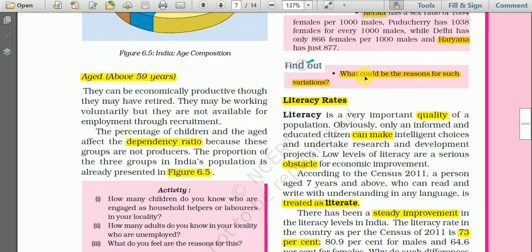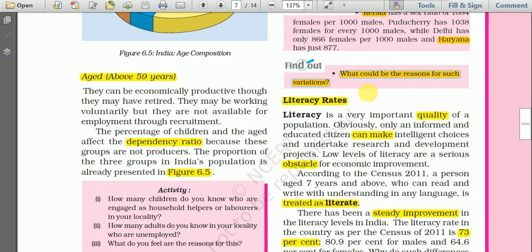So what could be the reason for such variation? We have seen that some states have a very high, favorable sex ratio like Kerala, some southern states, and some states like Haryana, Punjab and other northern states have a lower sex ratio. That means fewer females. Why is it so? Why is there variation in the sex ratio in India?